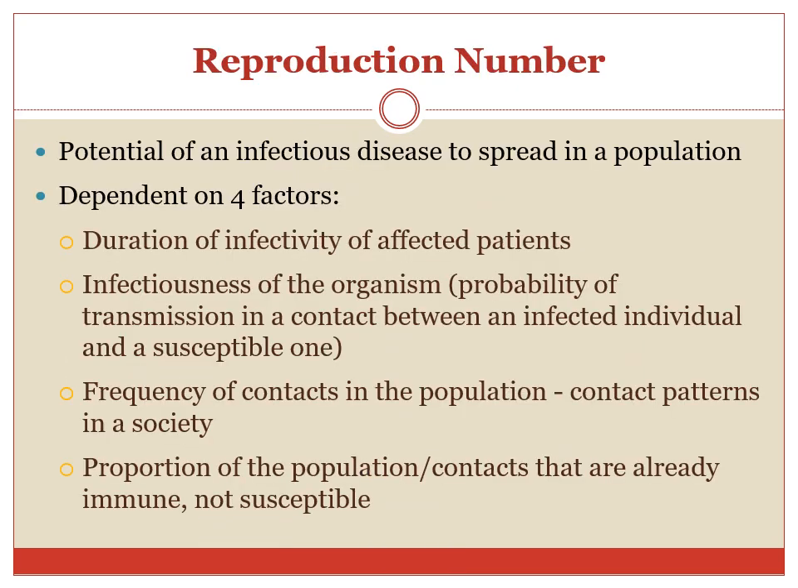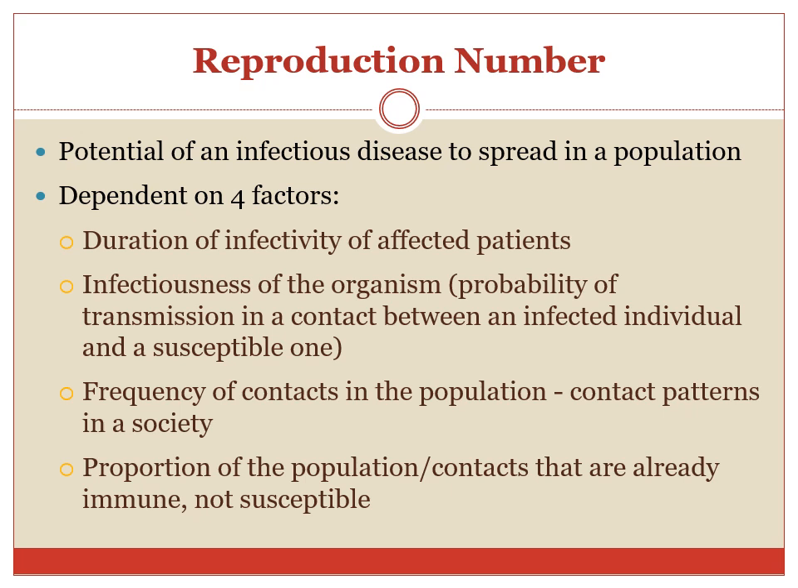Now, this is a concept that I'd like you to know. It's the reproduction number. I'm sure that you've heard about it a lot nowadays. And it basically illustrates the potential of an infectious disease to spread in a population. And it's dependent on 4 factors. First one is how long a particular patient is infectious or is contagious to others. Is it 1 day? Is it 5 days? Is it 15 days? It also depends on the infectiousness of the organism. How probable is the transmission in a contact between an individual patient and a susceptible one?